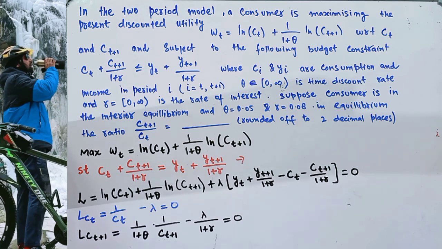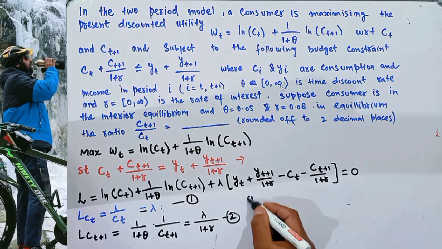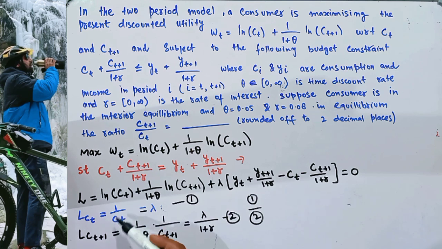Let us rewrite it here. To save space, if I transpose lambda here, it will become positive, so let us write it like this. And similarly if I transpose it here, it will become positive. So it will be like this. Let us say this is equation first, this is equation second, dividing equation first by equation second. So what will we get?